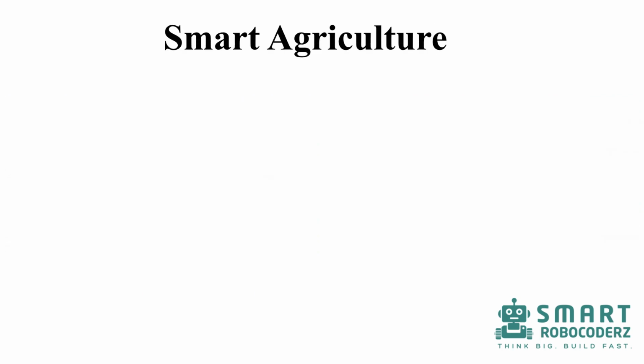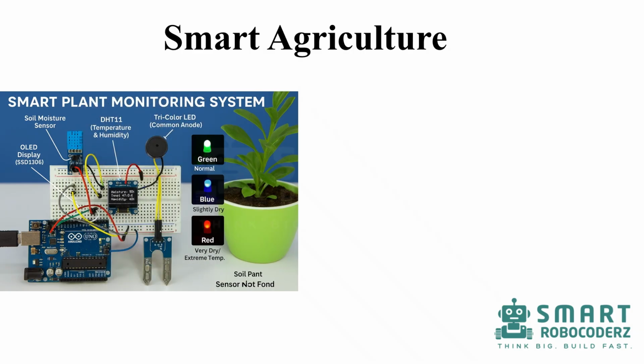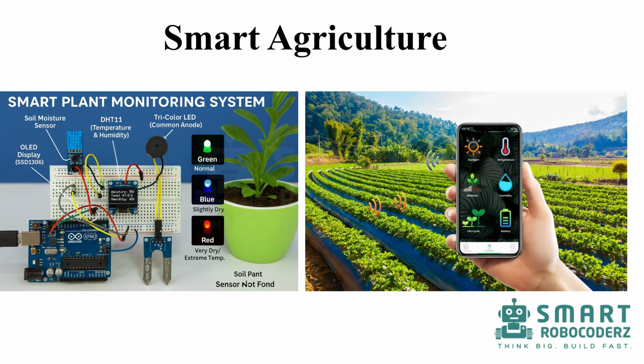Automatic irrigation system. Arduino helps farmers automate irrigation and monitor field conditions. A soil moisture sensor is placed in the soil. Arduino reads moisture levels continuously. When the soil becomes dry, irrigation starts automatically. When sufficient moisture is detected, irrigation stops. It is used by farmers, in greenhouses, and in gardens. This system prevents water wastage and increases crop productivity.